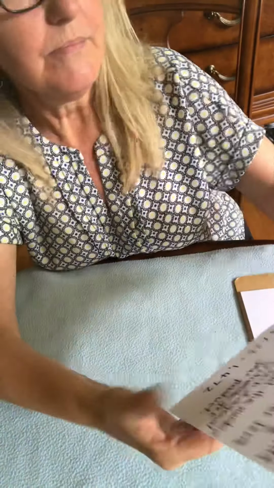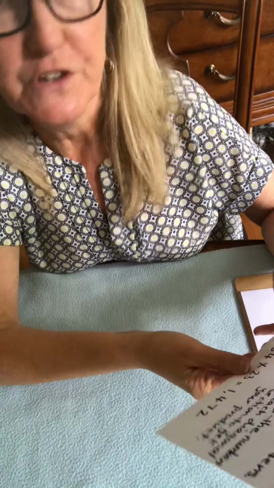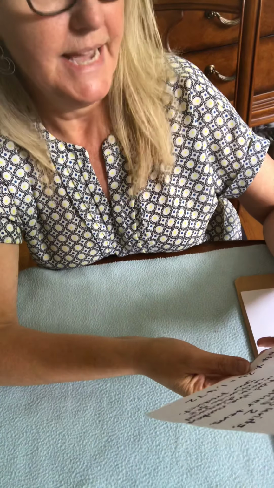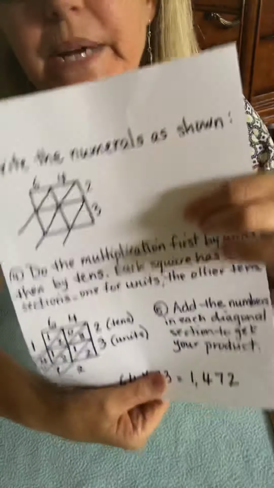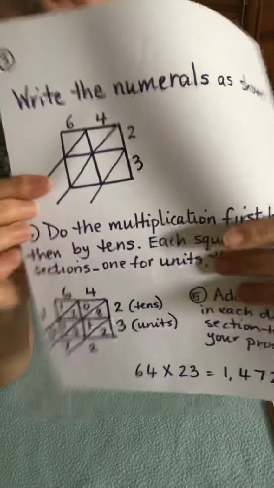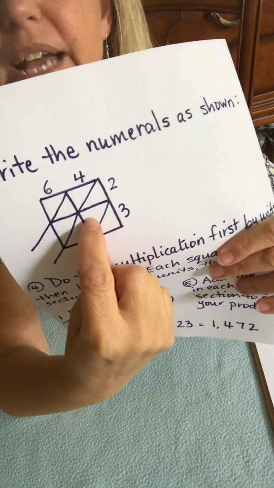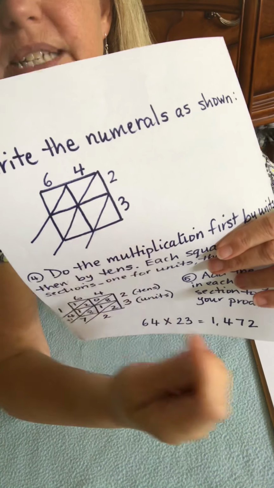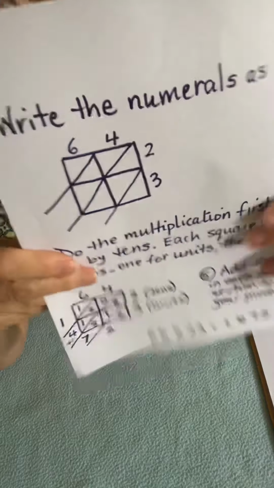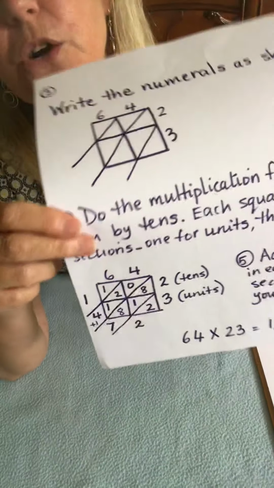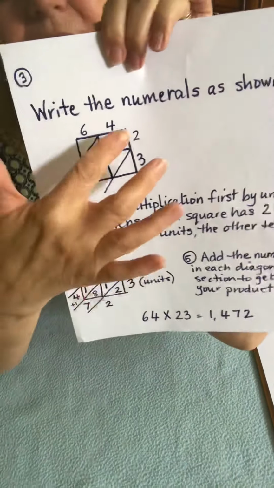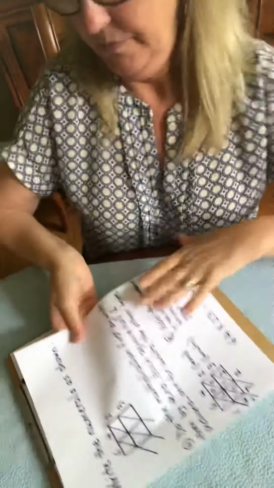So it said do the multiplication first by units and then by tens. Each square has 2 sections. I'm going to show that up here. One would be for the units in our answer and one would be for our carryover. How many are we bringing over to the tens? Okay. So I'm going to actually color these sections, and I think that will be helpful for the children.